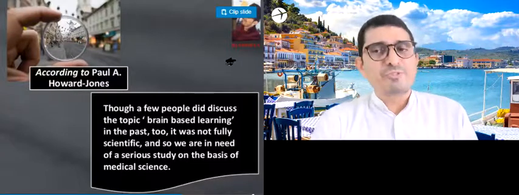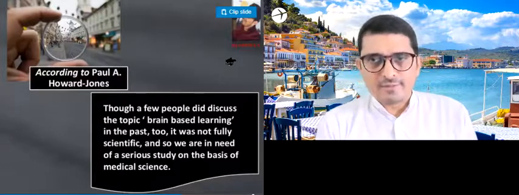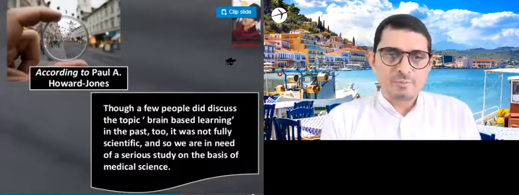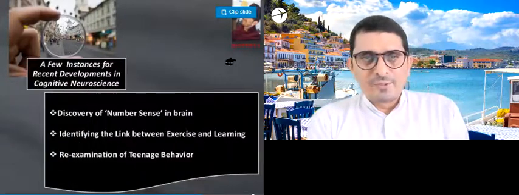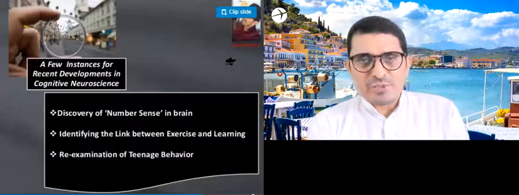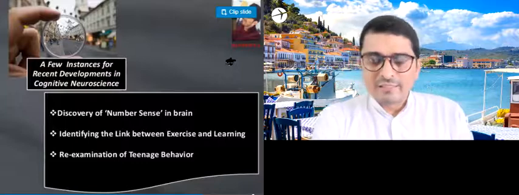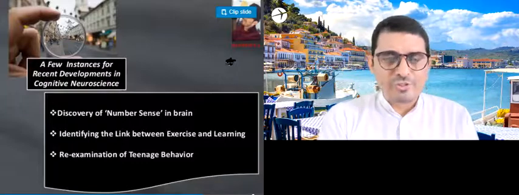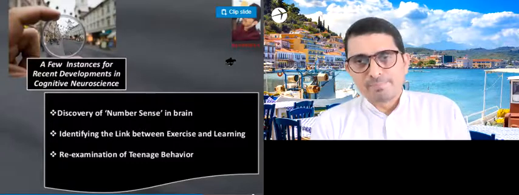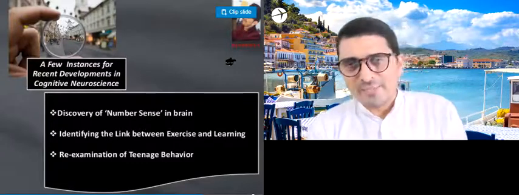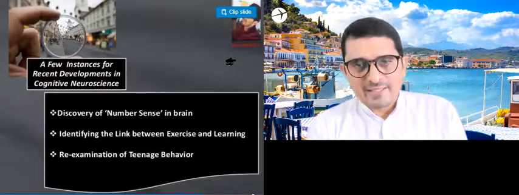This may give some wonderful result. This may give some fantastic result. And this is what Paul A. Howard-Jones thinks. So actually, a few instances of recent developments in cognitive neuroscience. People like Howard-Jones started thinking about a serious study of the brain by using the facilities, the systems of medical science.